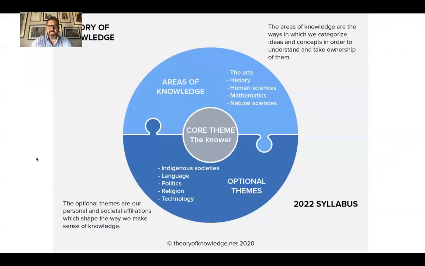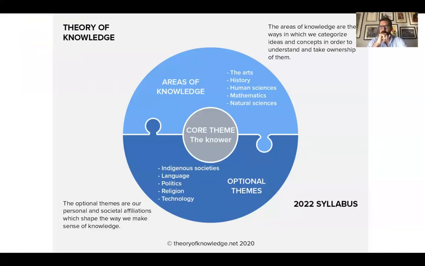So this is what the structure of the course looks like. This is a diagram that I created to try and help students to understand the three different elements of the course. So you can see them for yourself. At the top, we have what we call the areas of knowledge. So these are 5 ways in which we categorize knowledge. I don't need to read them out. You can see them there for yourself.